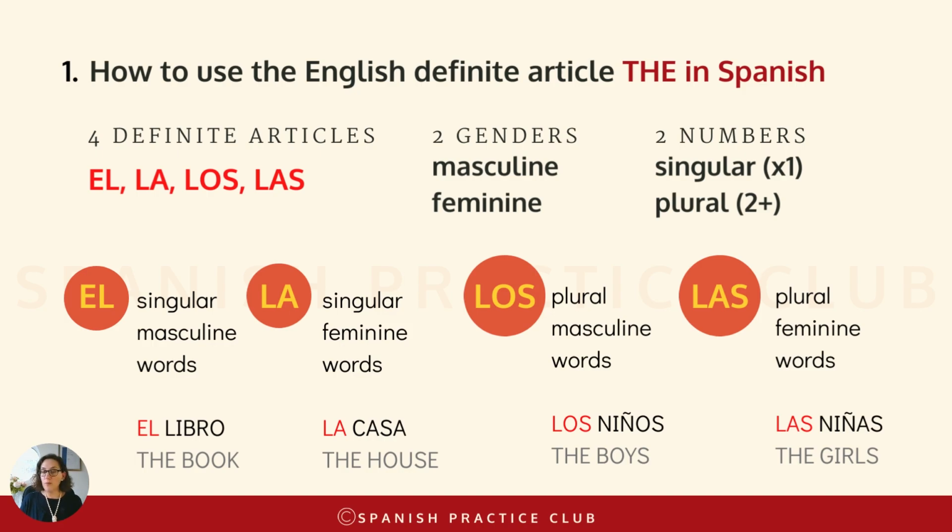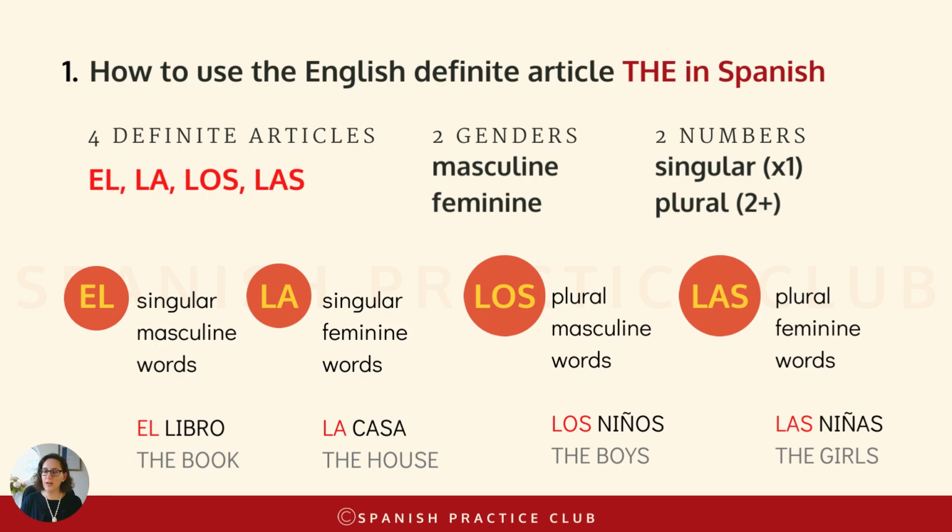The plural masculine definite article would be los. So to say, for example, the boys, we would be saying los niños. And if we wanted to form the plural, the girls, we will be saying las niñas.